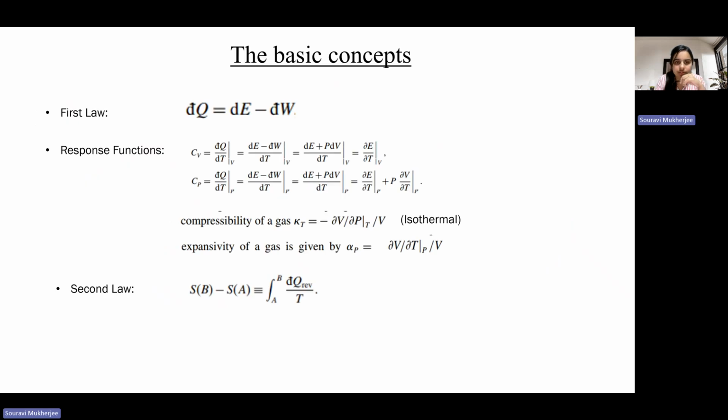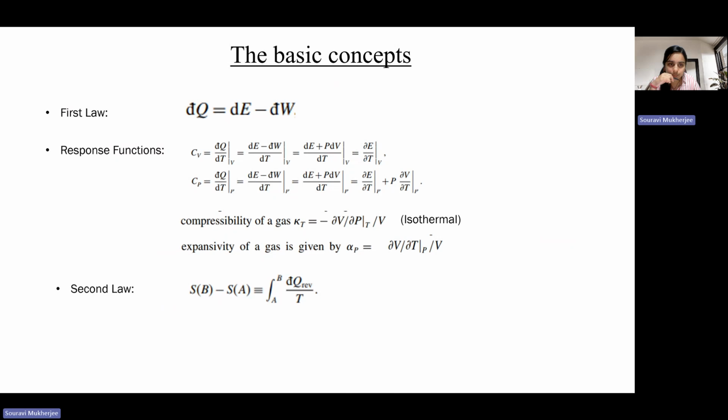Now, talking about basic concepts, this is something which we have discussed in the last class as well, right? So, the definition of the first law, which actually talks about the conservation of energy, which says that if there is an increment of heat dQ, that can result in an internal energy rise dE and some work done, which is given as dW. The minus sign is a convention which talks about whether work is done on the system or by the system, right?